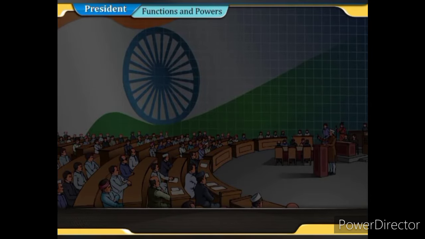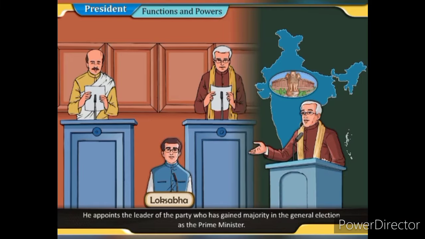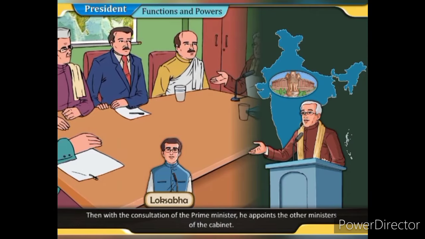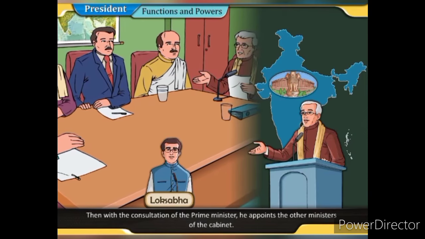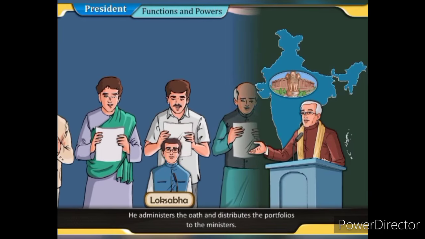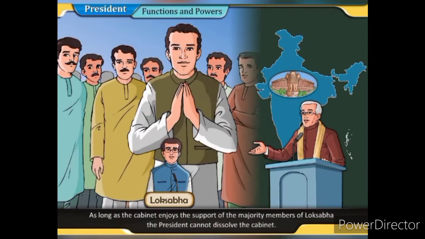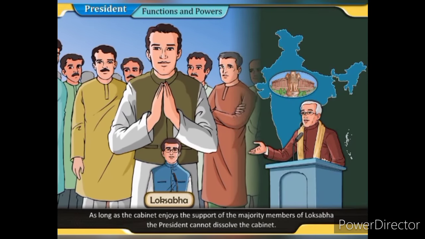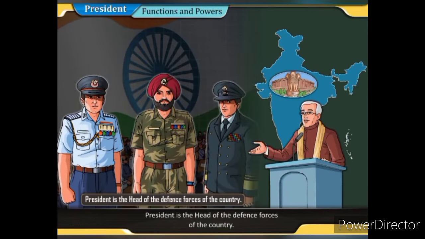Functions and powers. He appoints the leader of the party who has gained majority in the general election as the Prime Minister. Then, with the consultation of the Prime Minister, he appoints the other ministers of the cabinet. He administers the oath and distributes the portfolios to the ministers. As long as the cabinet enjoys the support of the majority members of Lok Sabha, the President cannot dissolve the cabinet.